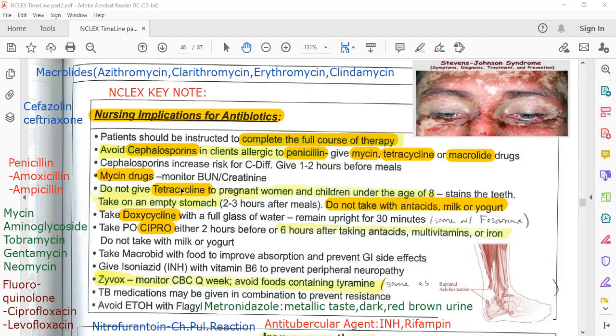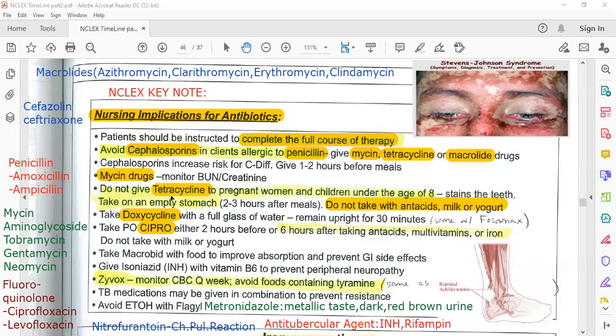Tetracycline is a drug of choice for urinary tract infection, pneumonia, gonorrhea, or syphilis. And we give tetracycline if the patient has an allergy to penicillin or an allergy to cephalosporin. But they can cause photosensitivity or nephrotoxicity and also hepatotoxicity.